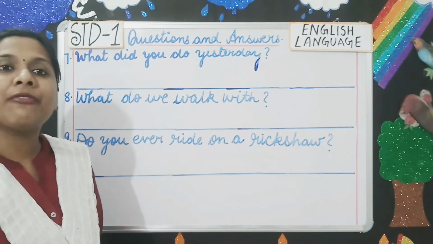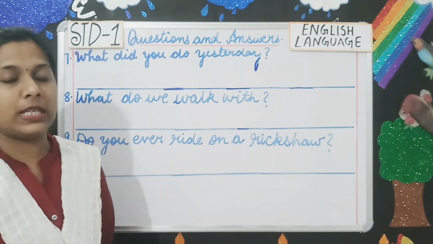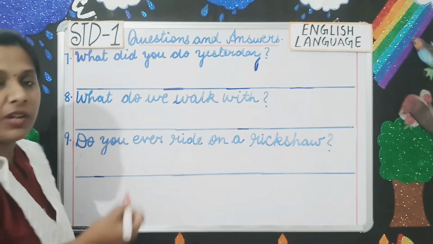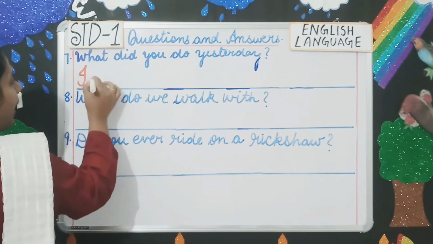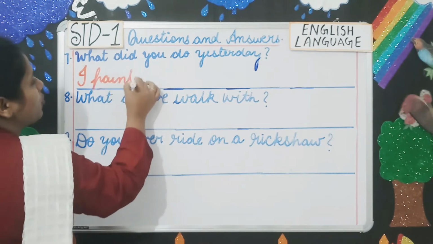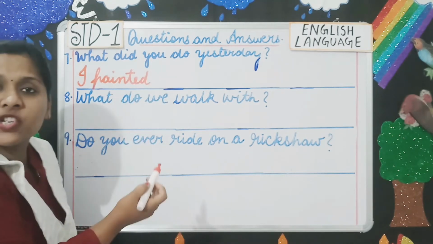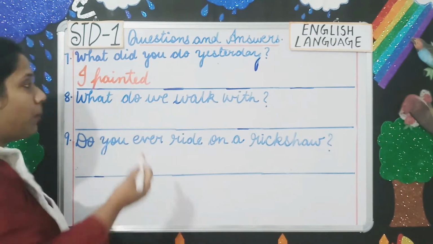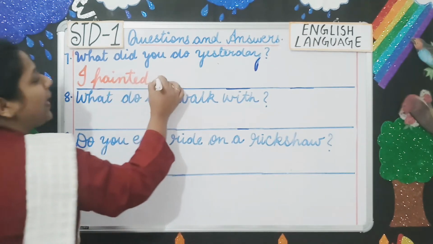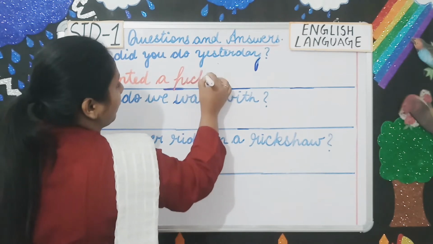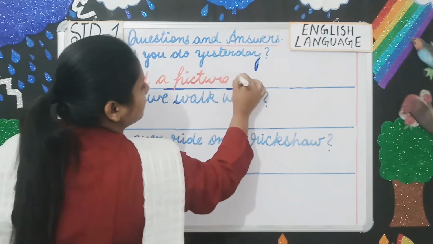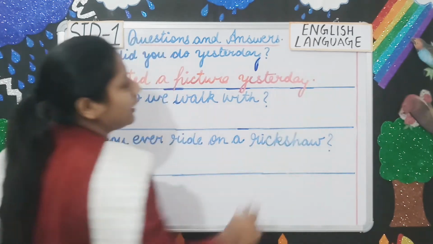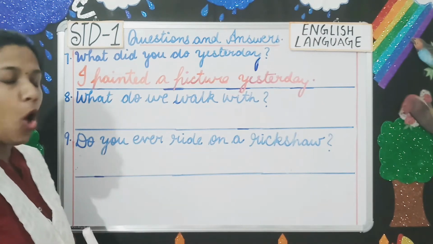The next question is, what did you do yesterday? In this question, you have to tell what did you do yesterday. So you can write anything. I'll write here, I painted a picture yesterday. Your you will become I painted. Remember students that the question is having the word yesterday. So you will use the past tense of a verb. I am using here painted. I painted a picture yesterday. Clear students? You can write anything on your own.